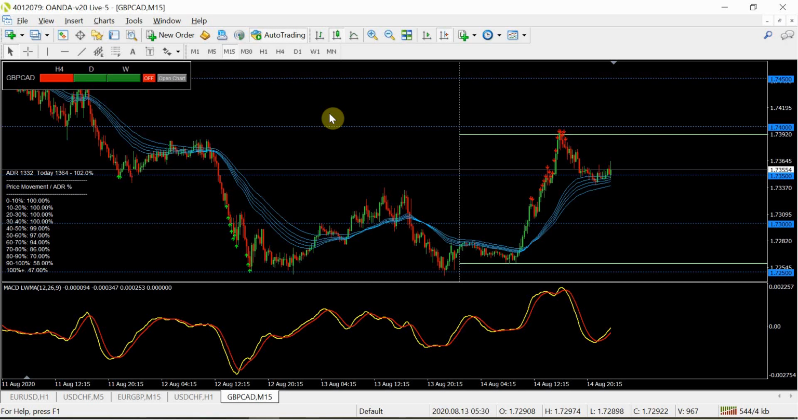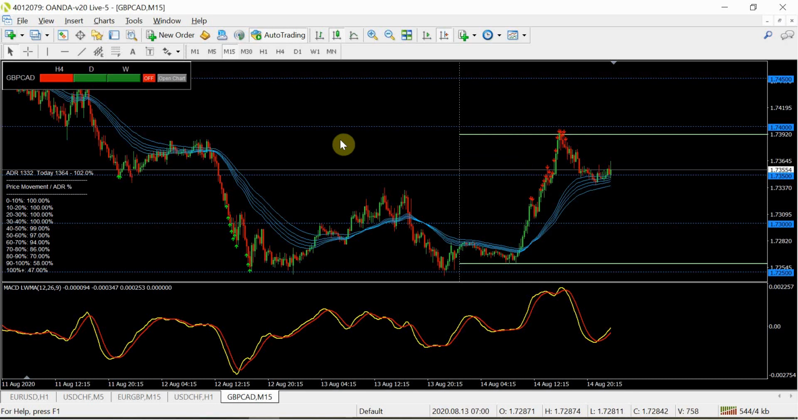So that's the first bit in there. And again, I've set it to only show the 4-hour, the daily, and the weekly. You guys know I like to trade this system on the 15-minute. So anything before the 15-minute, in this particular example of the pound CAD, is pretty much going to be up.